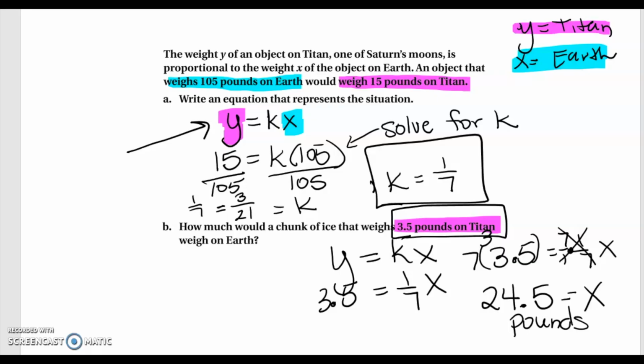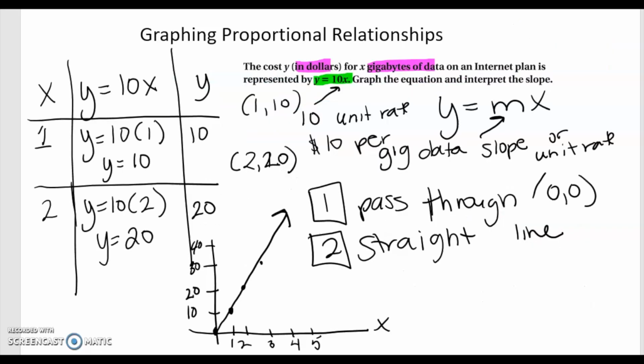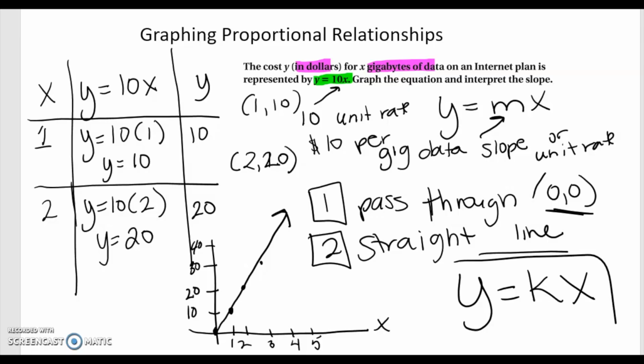So again, when we're looking at our graph, we're solving equations, we're making tables of values, we know that we are passing through (0, 0), and that we have a straight line. And our equation for a direct variation is y equals kx. So we're going to continue working on using our equation, y equals kx, and drawing a graph or finding values using the equation.